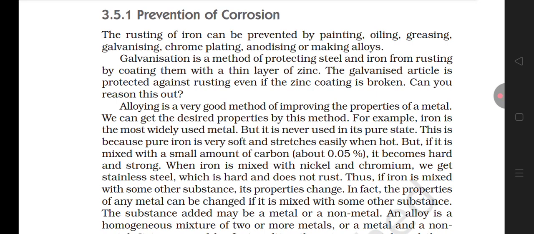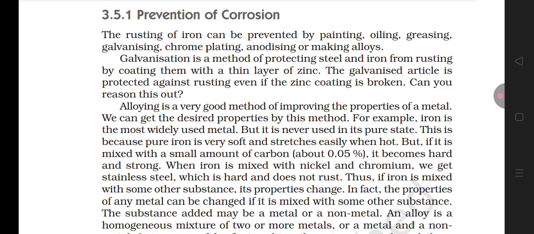See, dear student, alloying is always useful. Iron is always mixed with something, like steel or some other metal, because iron alone is not able to make very strong articles. For making strong articles, the alloying process is very necessary, and it is also necessary for preventing corrosion. That's why iron is not used in pure form, because pure iron is soft and stretches easily when heated. But when we mix it with a small amount of carbon, about 0.05%, it becomes hard and strong. When iron is mixed with nickel and chromium, we get stainless steel, which is hard and does not rust.